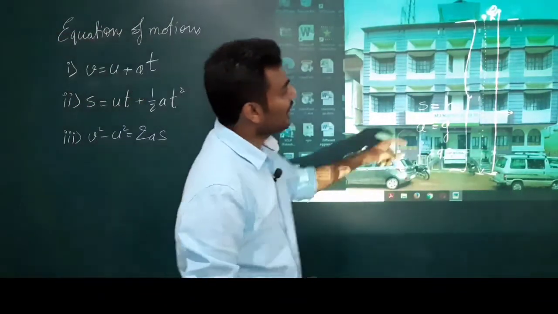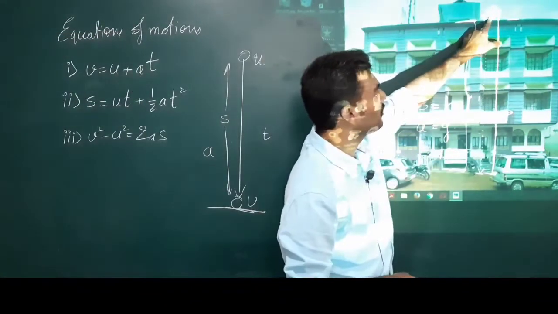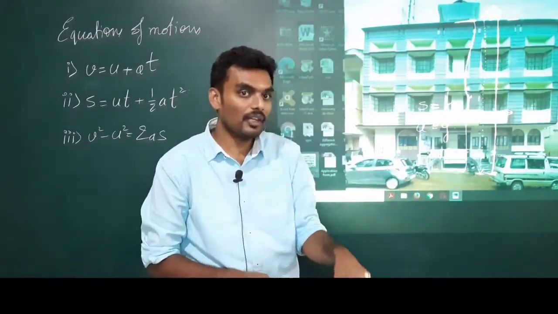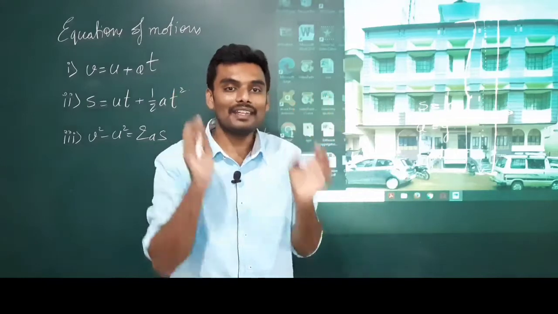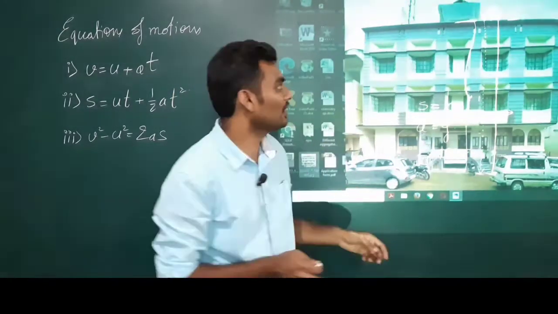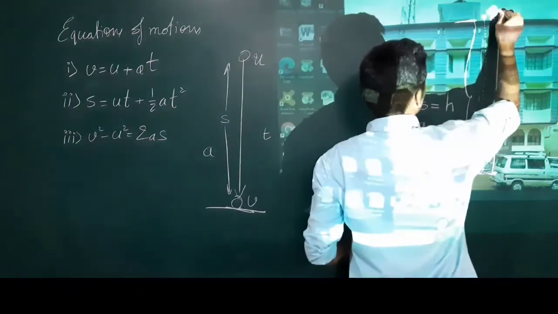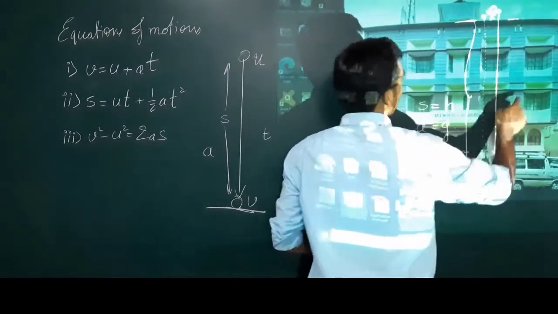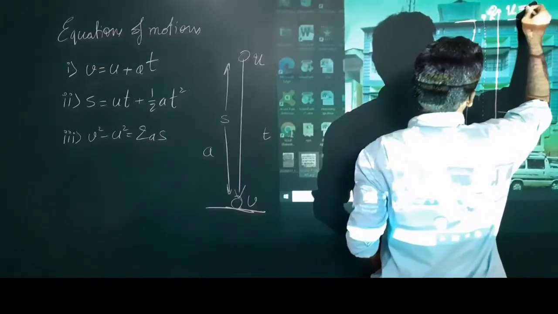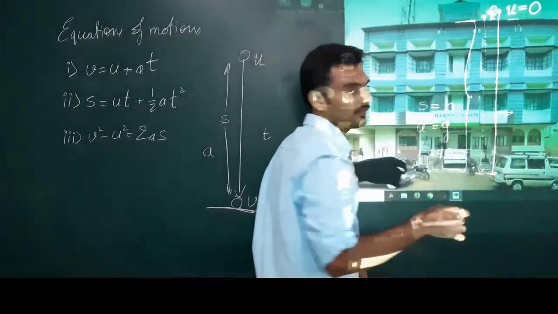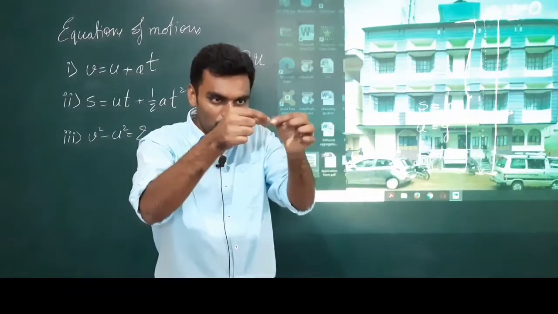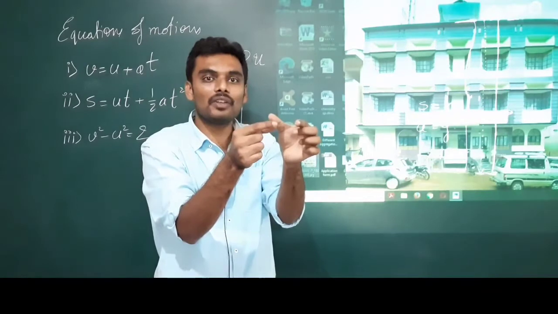Then, I'm just leaving the body. I'm not throwing the body. The body does not have any initial velocity when it starts its motion. Okay, when the body starts its motion, it does not have any initial velocity, which means that the initial velocity of the body is 0. Got it? I just left it like this. By the moment I left it, it did not have any velocity.